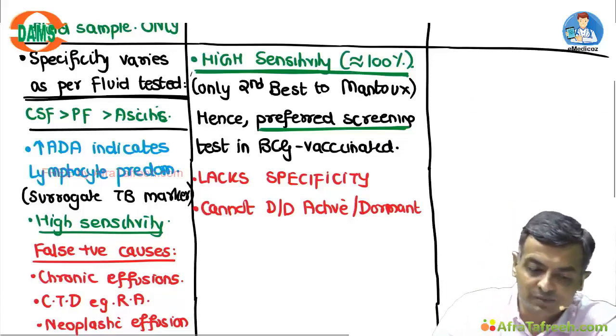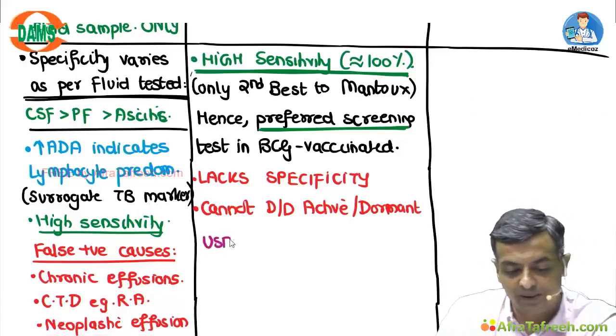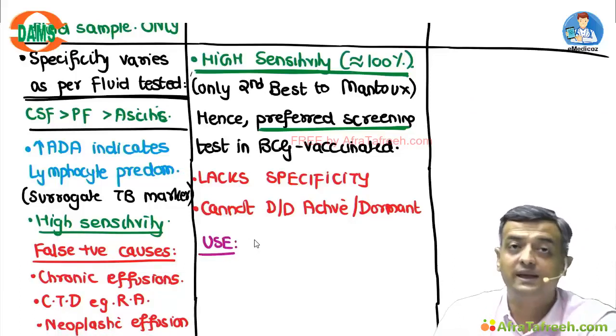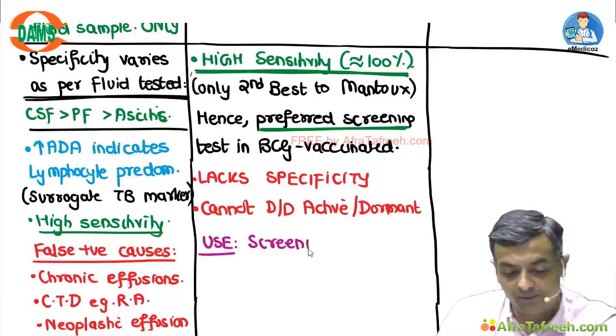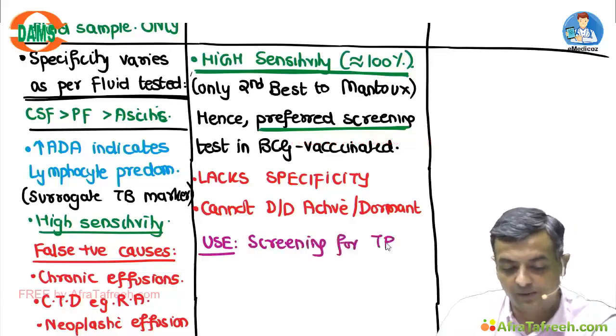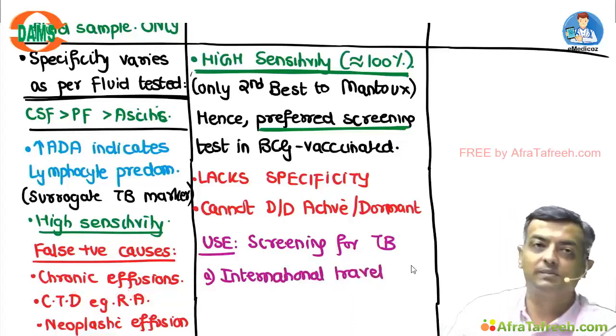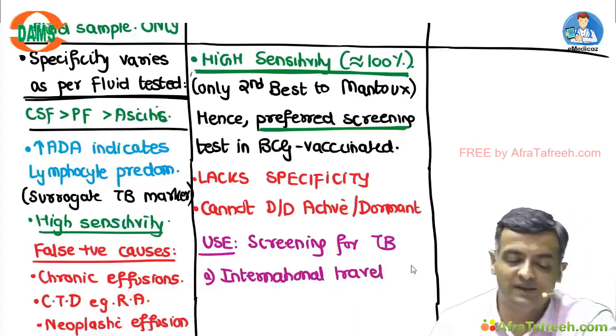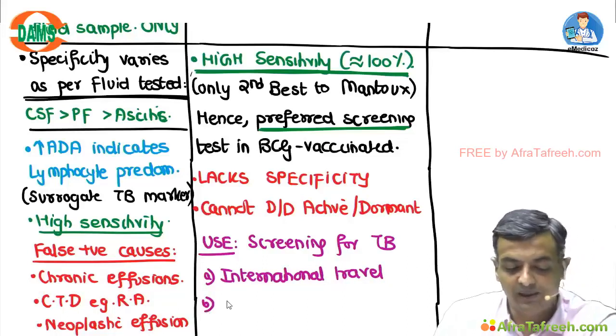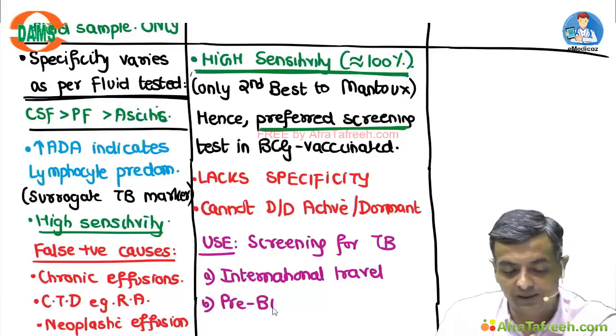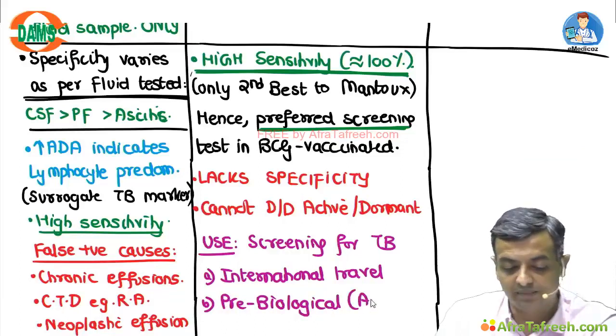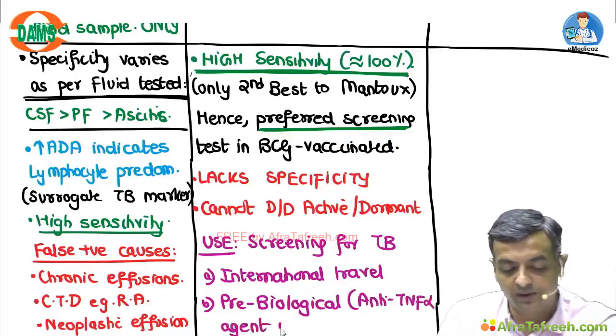So what is the main use in practice? We use it for screening for tuberculosis for international travel visa, for Middle Eastern countries. Before you travel, you need to have a TB free certificate. And for pre-biological use in rheumatology, for example, before anti-TNF alpha agent use.